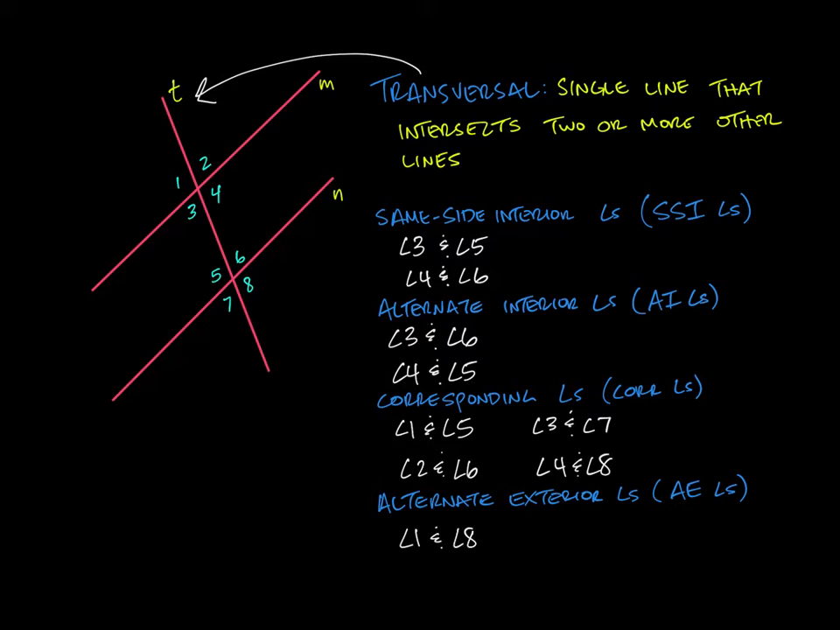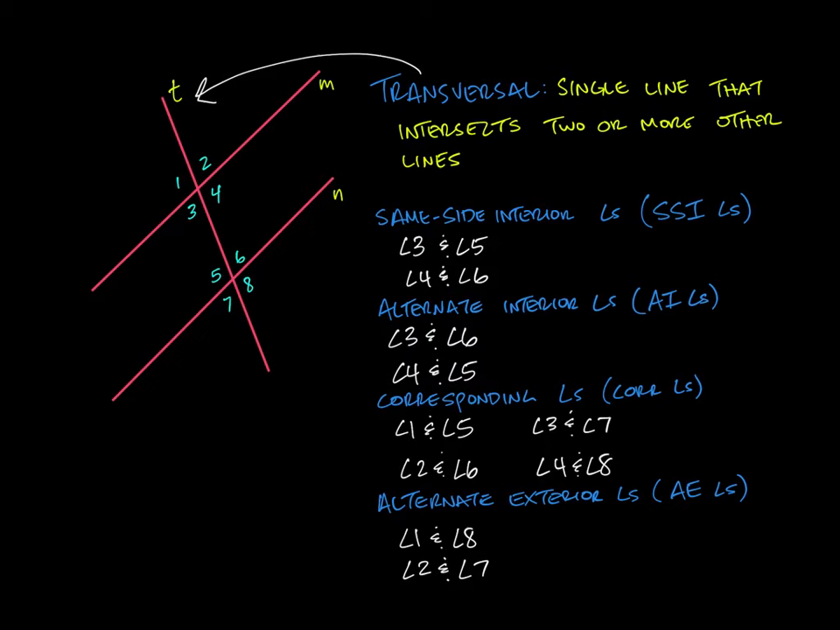There's one more pair. It would be angle 2 and angle 7. Again, we can see angle 2 is above line M. It's in the exterior space up here, and it's to the right of the transversal. And then angle 7 is in the exterior space and to the left of the transversal. So those are a pair of alternate exterior angles.